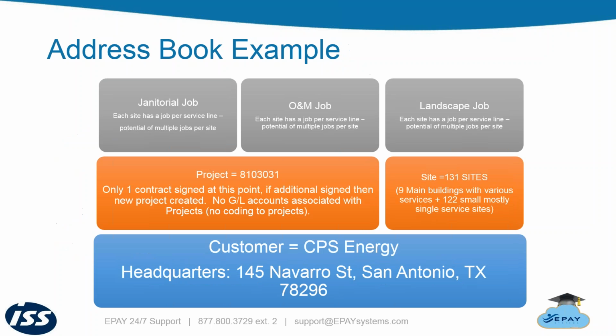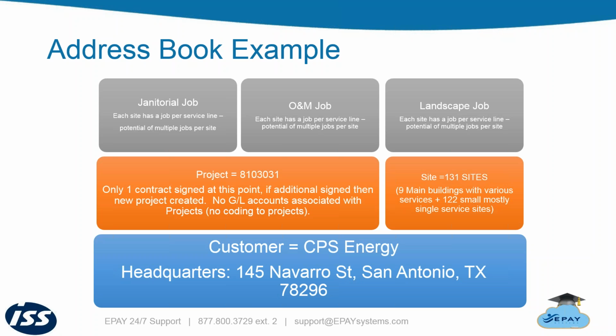So here's an example. The customer being CPS Energy, located here in San Antonio. That will be the headquarters for CPS. And that will be the C record or the customer record in JDE, so who we have the contract with. From there, you can see that we have several sites, 131 of them, and there will be a specific job site address for each one of those addresses. So essentially, there are 131 CJ records in JDE for the customer CPS Energy.